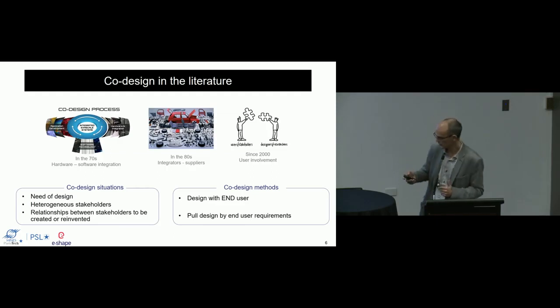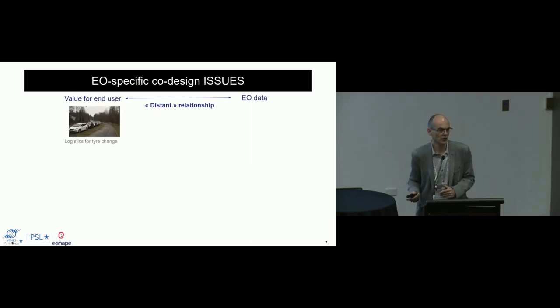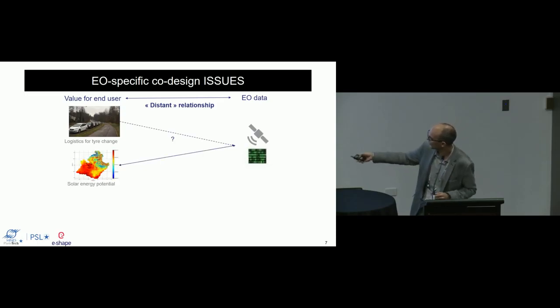Now, if we go to Earth observation data, how does it work? Well, the first thing that is very striking in Earth observation data is that there is quite a long distance between the value for the end user and the Earth observation data. For instance, if you see that it's possible to use Earth observation to organize the logistics for tire changes in Finland, it's not completely self-evident. You see the relationship between the data and the user. And even if from time to time you have a situation where Earth observation data is used for solar energy, for instance, potential estimation, the problem is that you want to go beyond this and find new applications.